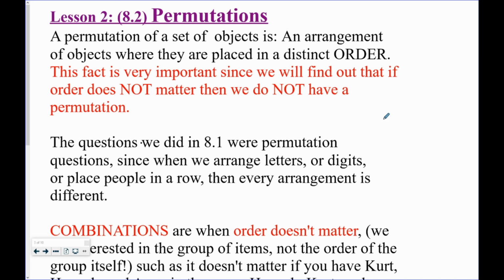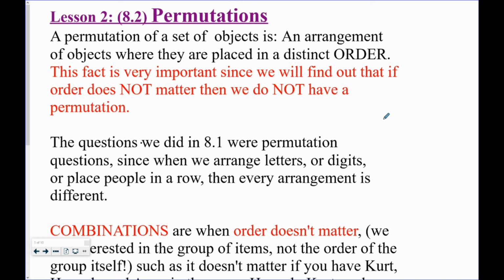a distinct order. This is really important, because if you find out that maybe order doesn't matter, then it's not a permutation. An example might be if you're arranging letters or digits or people in a row, then every arrangement's different. If you have person A, B, C sitting in a row in that order, that's different than doing it in reverse and having C, B, A.